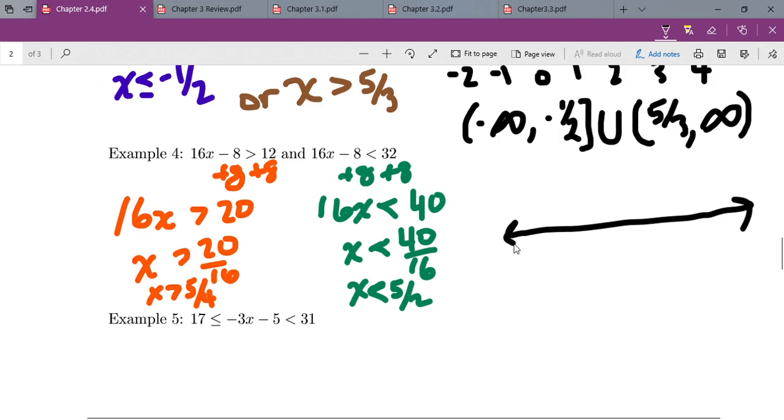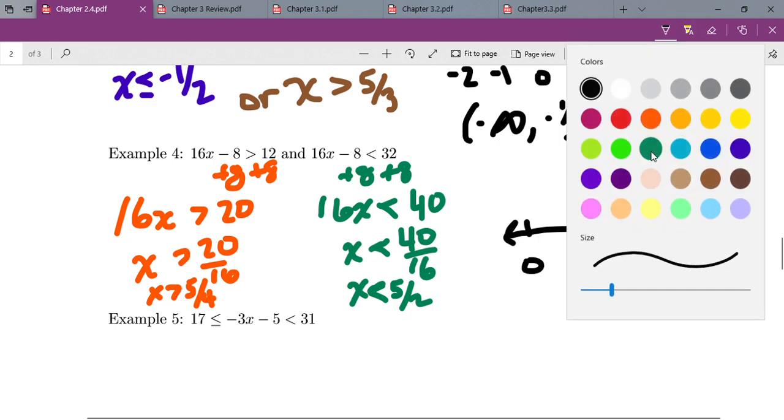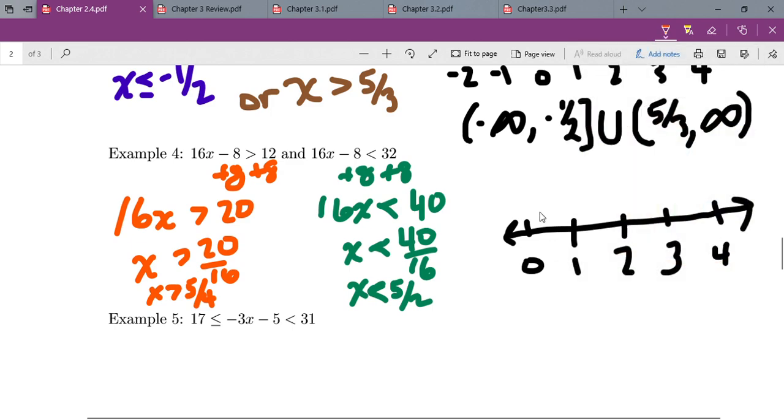So if I do a number line for this, I'll start with a 0 here, 1 here, 2, 3, and 4. I'll plot the first one in orange so it'll match. So x is greater than 5 over 4. Now 5 over 4 is the same thing as 1 1/4. So it's about right here, it's an open circle because it's not equal to. So x is greater than this. So it goes on like this.